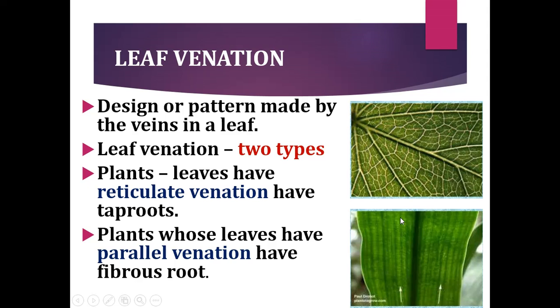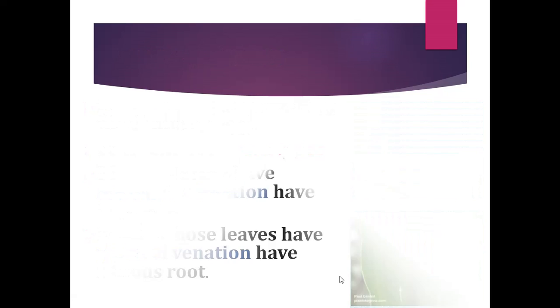have a parallel venation. So see here in this picture you can see the veins are arranged in a parallel way, yes, like parallel lines. Yes, so it is called parallel venation, and the plants whose leaves have parallel venation have fibrous root. Understood, children? So this is about leaf venation.